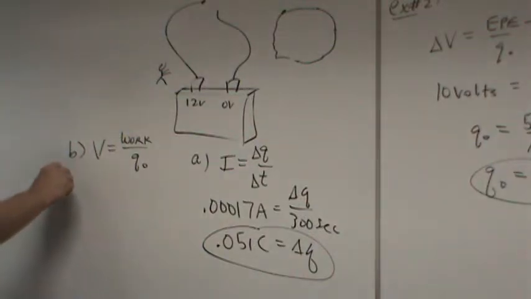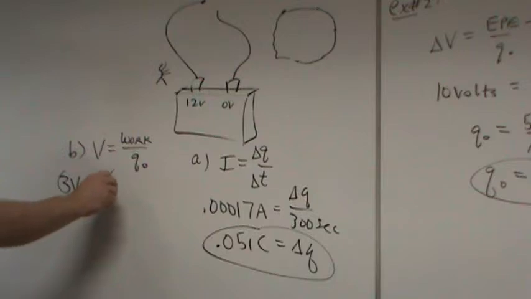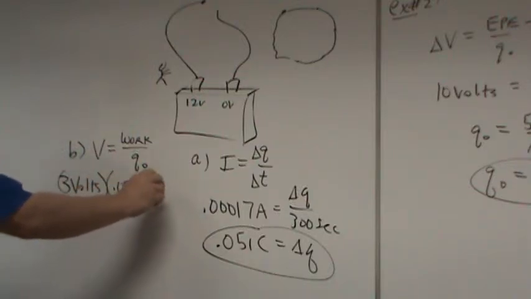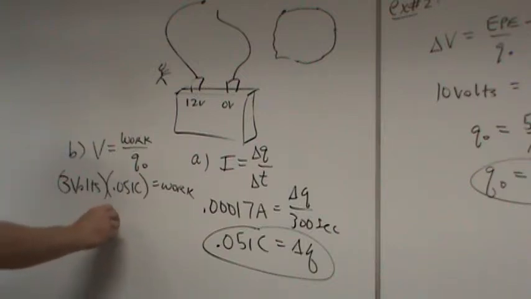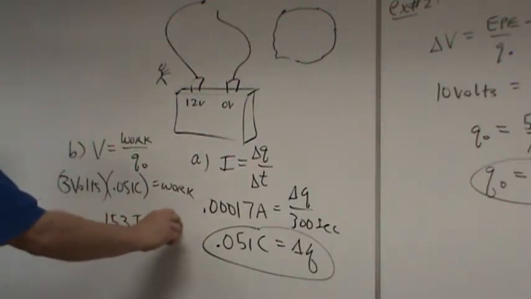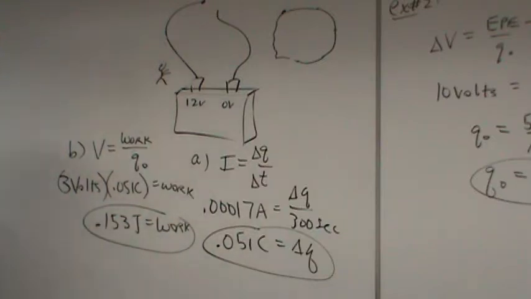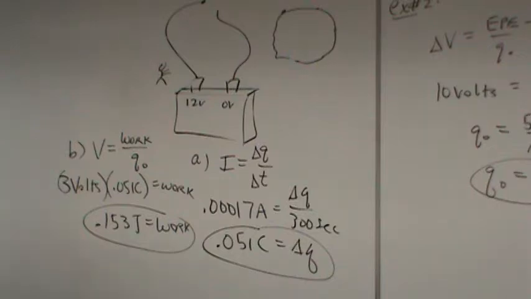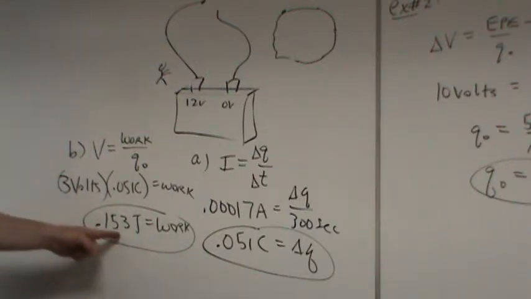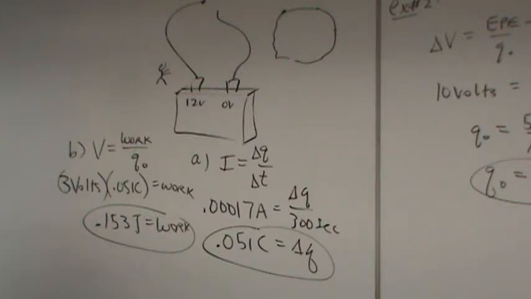This is a 3-volt battery, and the charge is 0.051 coulombs. So that's how much electrical potential energy it started with. It ends with zero joules of electrical potential energy, so it must have donated all of its electrical potential energy to do some work of some kind. How many people got 0.153 joules? Yay for all of you.